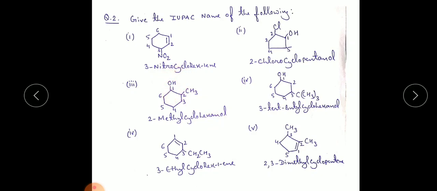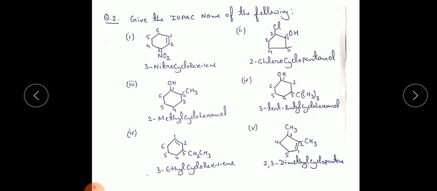Similarly with this one, 1 2 3 4 5 6, this is a tertiary butyl group. Tertiary means a carbon atom which is attached to 3 other carbon atoms. That we call a tertiary carbon atom. So at 3 we have got tertiary butyl, because of 4 carbon atoms, so butyl. Cyclohexanol, because we have got a 6-membered ring.